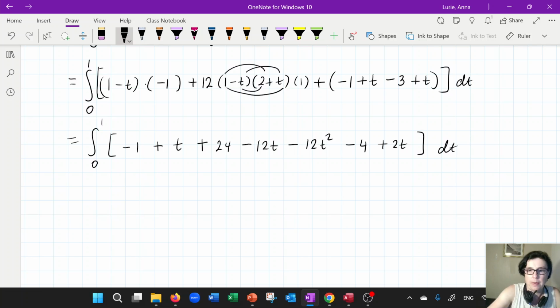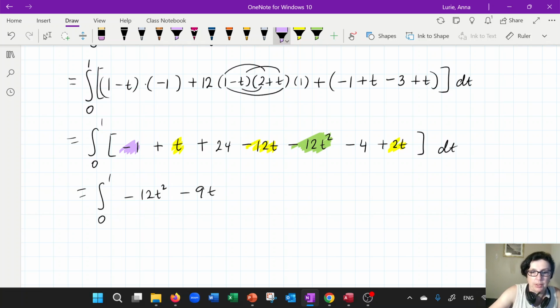Okay, let's see if we can combine like terms. So what do we see? We do see t squared, and it is by itself. So it's lonely, there is nobody there, negative 12t squared. Okay, what else do we have? We got a whole bunch of t's. So we got t, we got minus 12t, and we got plus 2t. So that's negative 10 plus 1, negative 9. And finally, the numbers. So what do we have with the numbers? We got negative 1 plus 24 and minus 4. So that's 20 minus 1, that's plus 19.